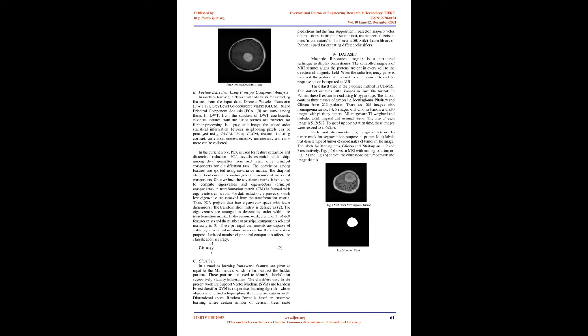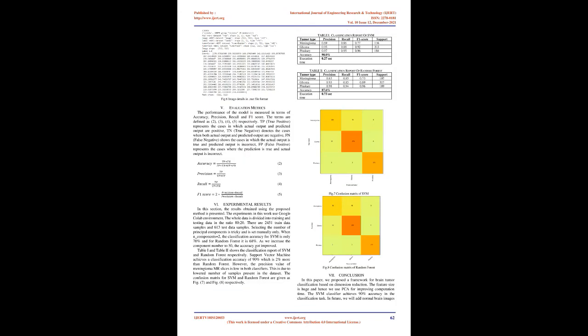In the current work, PCA is used for feature extraction and dimension reduction. PCA reveals essential relationships among data, quantifies them and retains only principal components for the classification task. The correlation among features is spotted using the covariance matrix. The diagonal elements of the covariance matrix give the variance of individual components. Once we have the covariance matrix, it is possible to compute eigenvalues and eigenvectors, the principal components. A transformation matrix, T, is formed with eigenvectors as its rows.